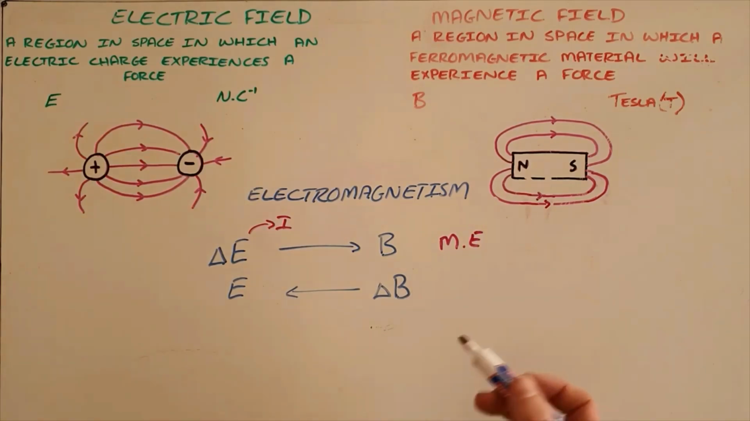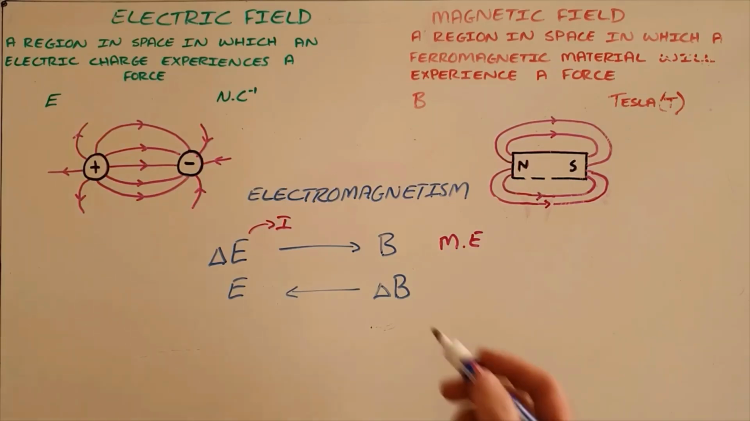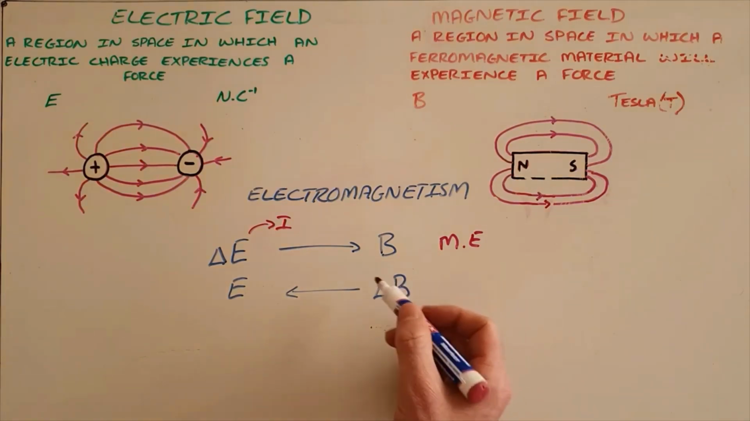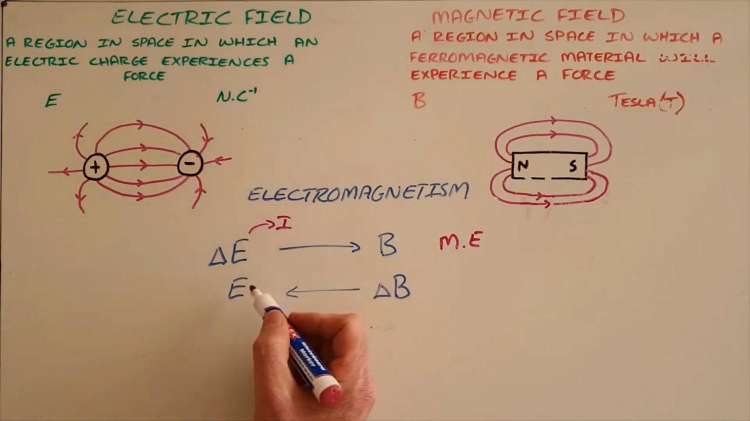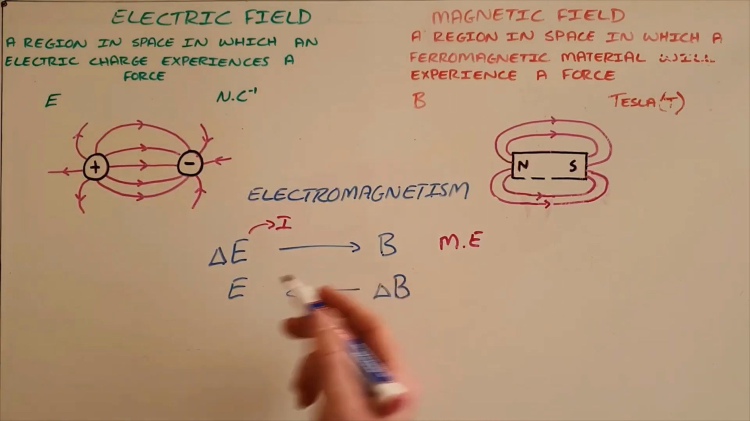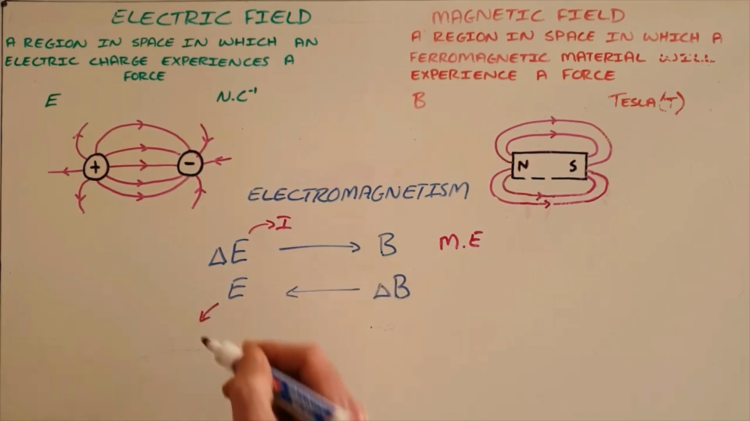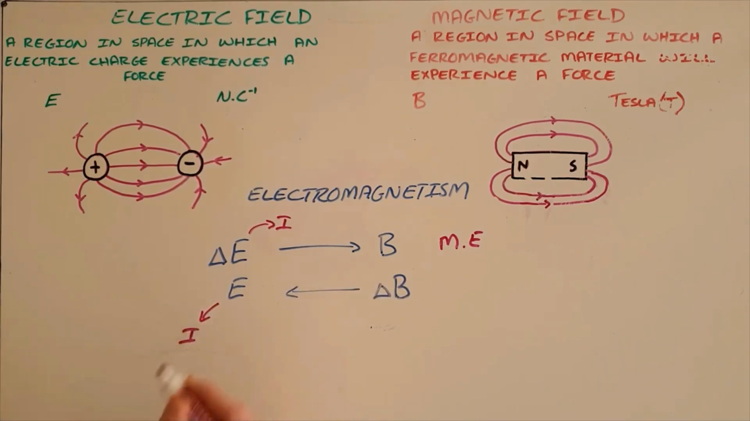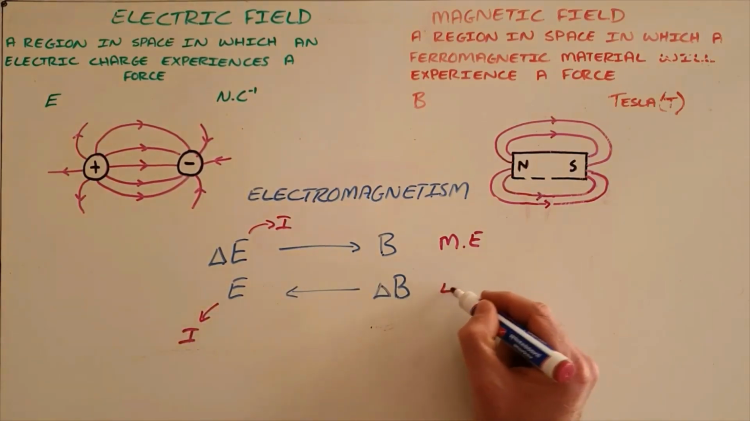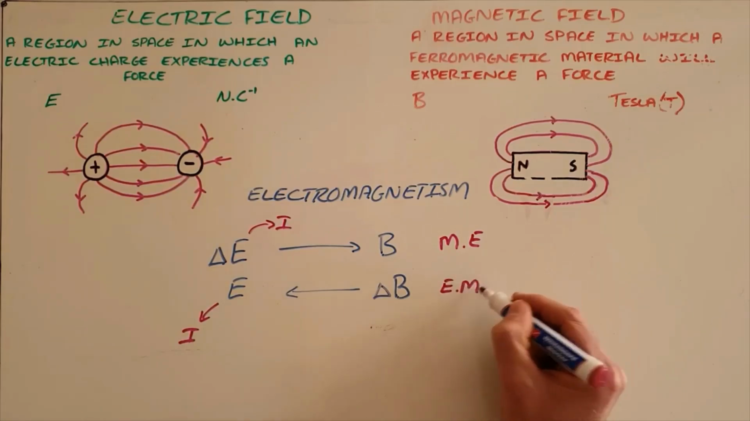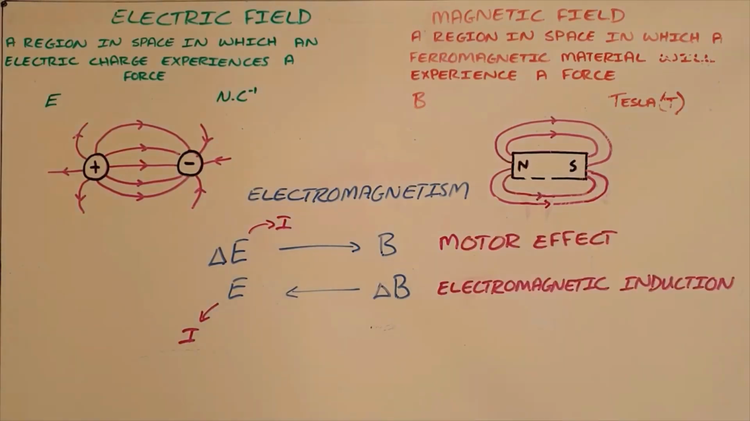Conversely, a changing magnetic field, which basically means when you have a magnet that has a magnetic field around it and you move that magnet, that will automatically create a changing magnetic field that will in turn create an electric field, which can obviously then go on to produce a current, and this is known as electromagnetic induction.